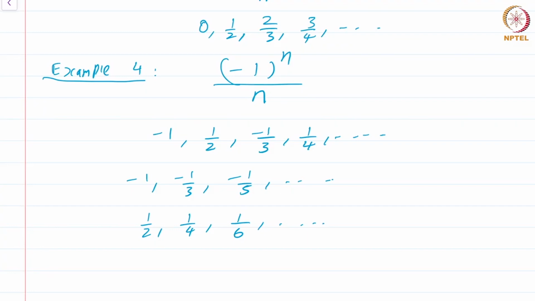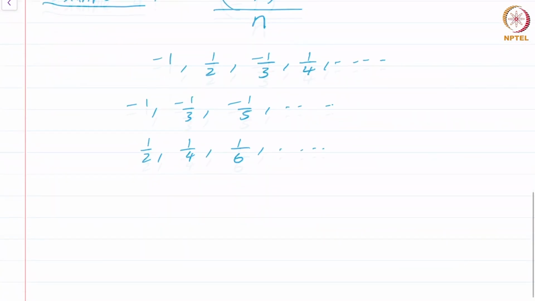Now, a moment's thought will tell you that both these, in quotes, subsequences seem to be approaching 0, and so does the main sequence minus 1 power n by n. That also seems to be converging to 0, even though it's jumping around. One common mistake that students make in a first course in real analysis is to think that if a sequence is convergent, it cannot jump around like this. It must either be increasing or decreasing, at least after a point. That's not true.